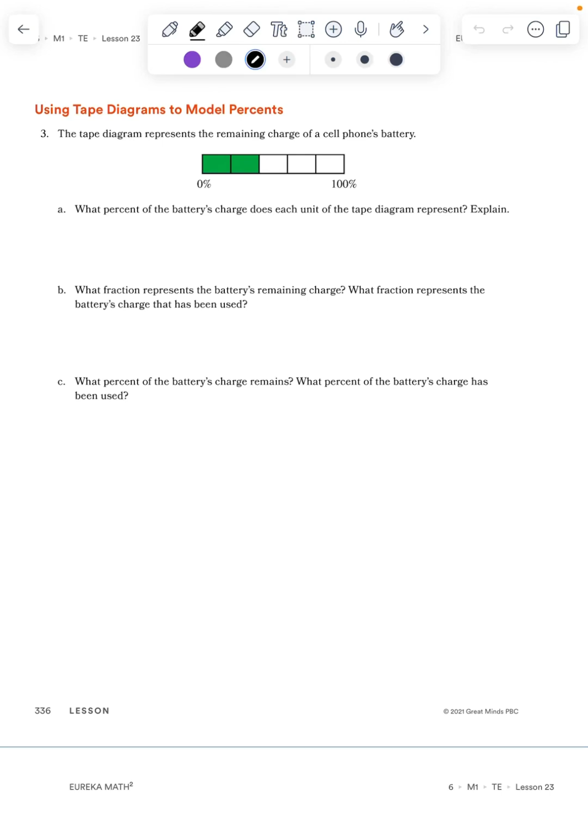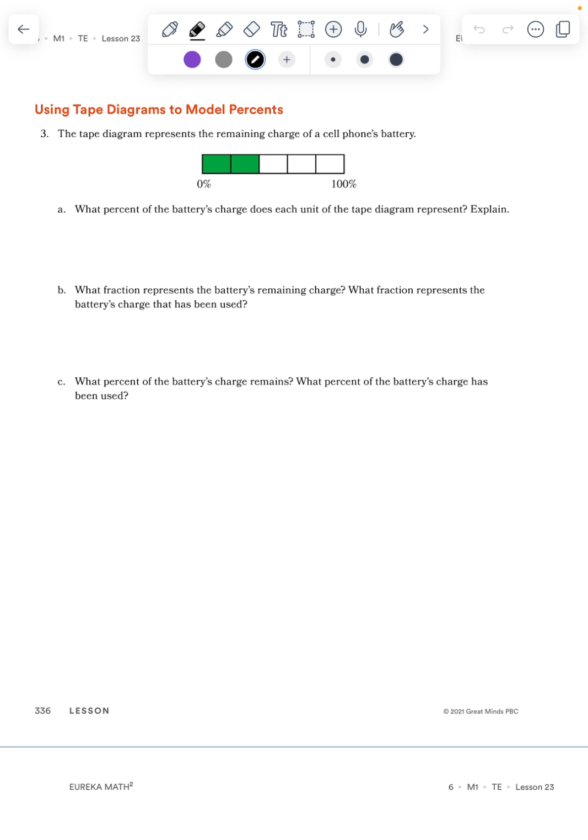Okay, so in today's lesson, we're going to be finding percents using different strategies to help us. Just as a review, a percent can be written as a fraction with a denominator of 100. So if we can get the denominator to 100, whatever the numerator is, that is the percent. We can use a tape diagram to model percents. That's one strategy that could help us find percent.